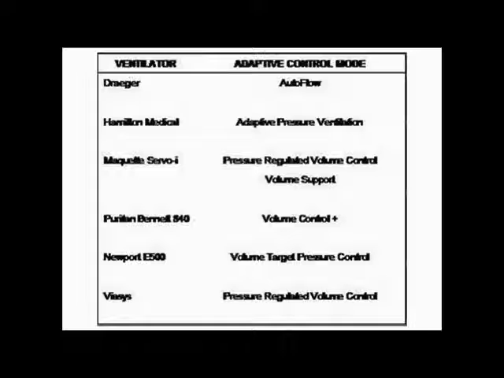So for example, if you use Drager ventilators, AutoFlow is your adaptive pressure control. Or if you're using a Puritan Bennett 840, your adaptive pressure control mode is Volume Control Plus. So you probably are using adaptive pressure control daily in your practice.